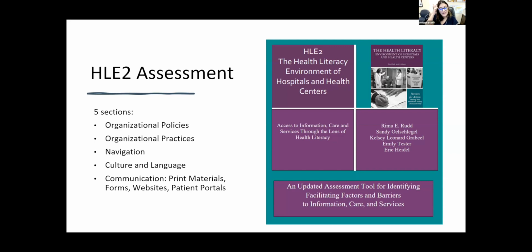It addresses all of the 10 attributes of a health literate organization. It provides detailed instructions for use with scoring examples. It also provides action points to consider to guide the organization in further action steps. So rather than just being some sort of abstract tool, it gives really clear guidance: this is where you are at, and these are some steps that you should take. It focuses on these 5 areas: organizational policies, practices, navigation, culture and language, and communication in its various forms.